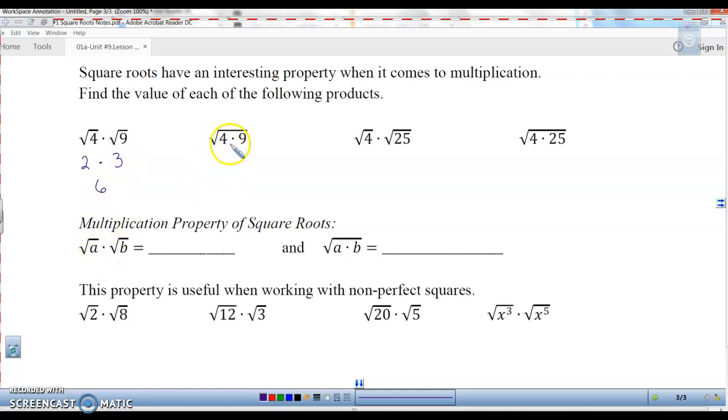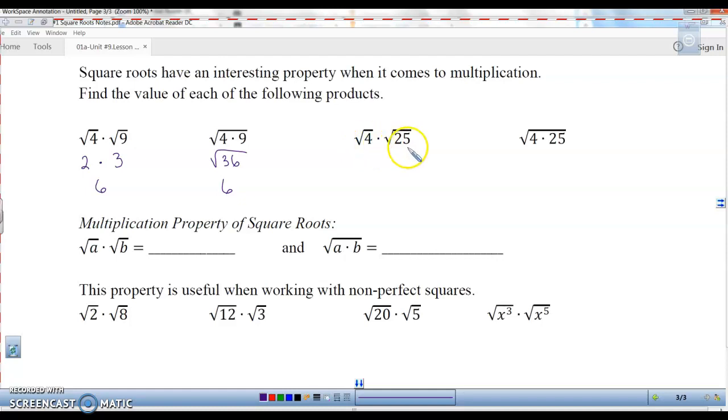Okay, the square root of 4 times 9. Well, let's see. 4 times 9 is 36. What's the square root of 36? Is 6. Huh. Notice what we did here. If we multiply them together and then take the square root, we still get the same answer. Do you think that's going to work again? Let's see if it does.